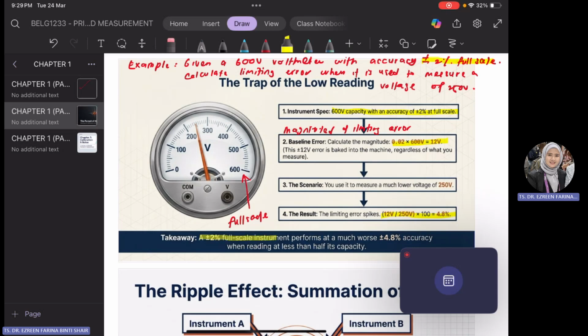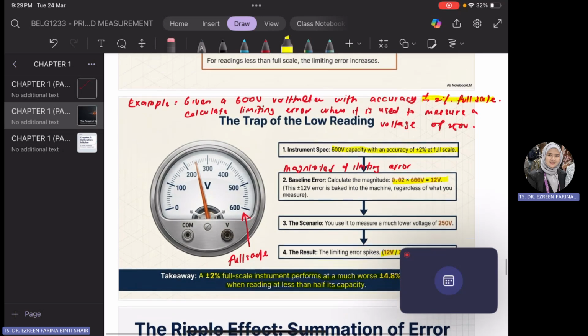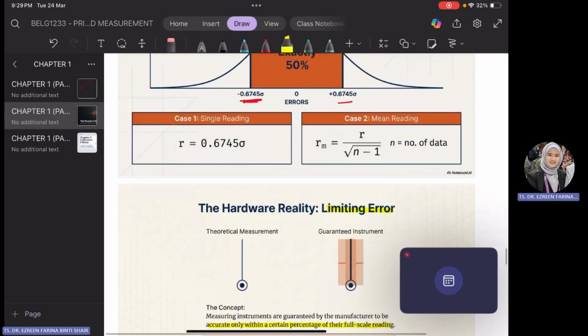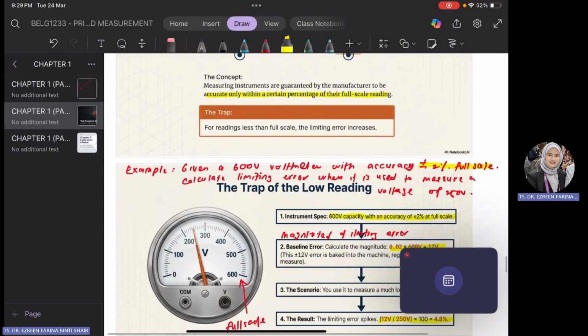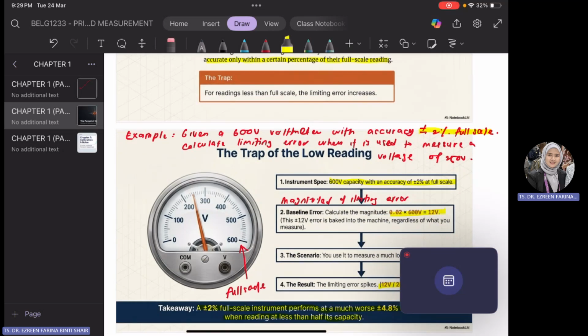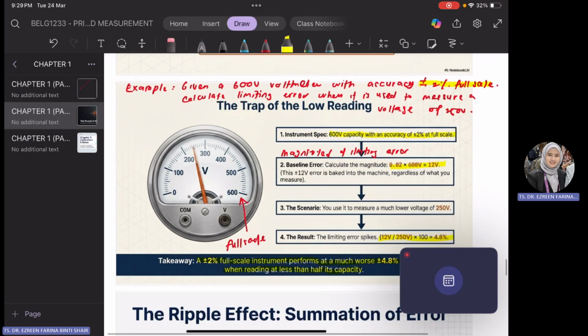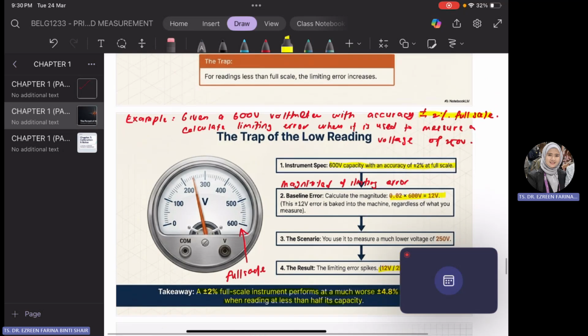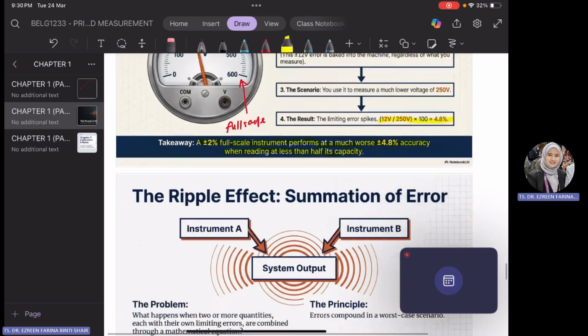So at 2% full scale, the instrument performs much worse, plus minus 4.8% accuracy, when reading at less than half of its capacity. So this is why the manufacturer only states the limiting error at full scale, because the error increases if the measured value is less than the full scale.